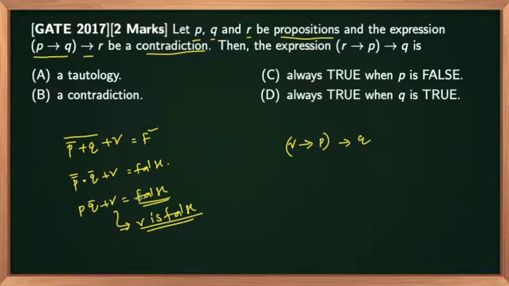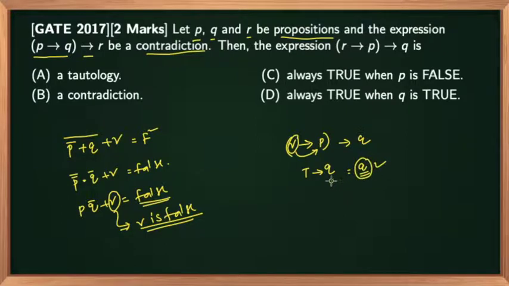Okay, so what we know is that R is false. Since R is false, R implies P should be true, right? So what we are getting is true implies Q. Now this is equal to Q, right? True implies Q is nothing but false plus Q, that is Q, right? So we are getting the expression Q.